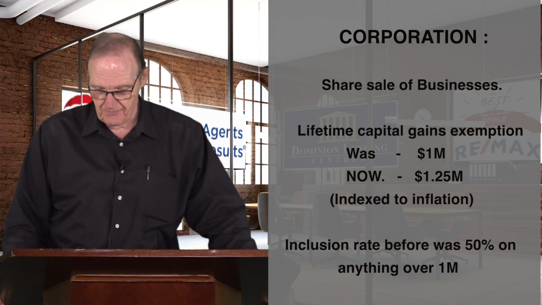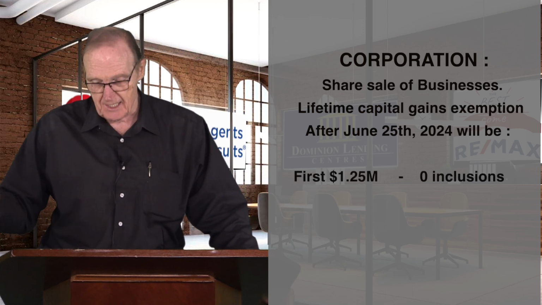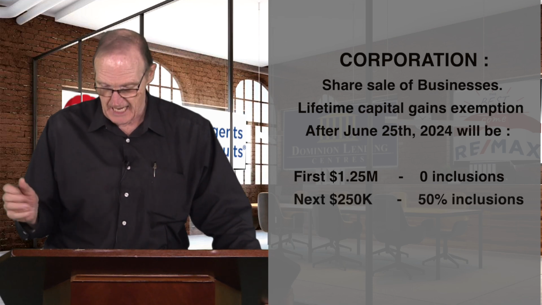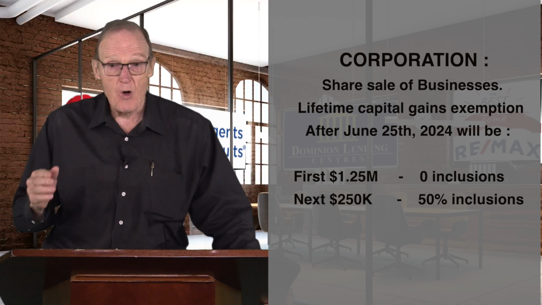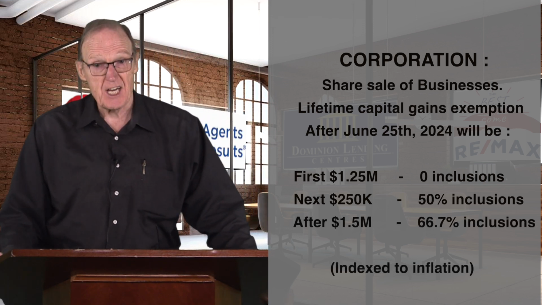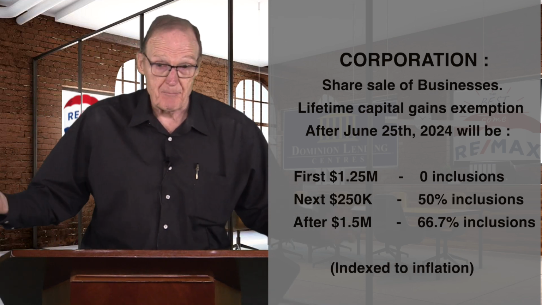But the inclusion rate before the budget was 50% on anything over $1 million. Now, after June 25th, the inclusion rate for the first $1.25 million is zero, but the next $250,000 in capital gain is at 50%, which is what we were used to. But anything over $1,500,000 is now at a 66.7% inclusion rate. So that's up quite a bit.